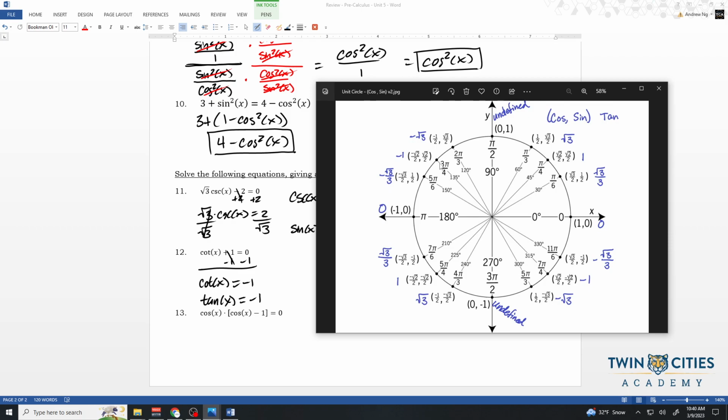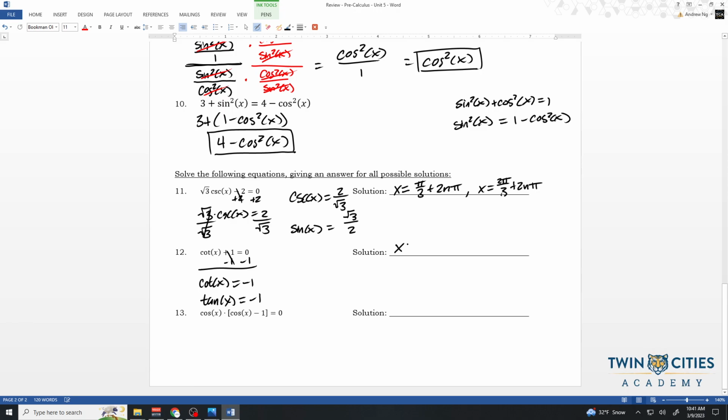However, I notice that these are exactly half a circle away. So instead of saying 3 pi over 4 plus 2n pi, and then 7 pi over 4 plus 2n pi, I can just say half of that. Pick one of these, 3 pi over 4 plus n pi will get me to 7 pi over 4. So x equals 3 pi over 4 plus n pi.